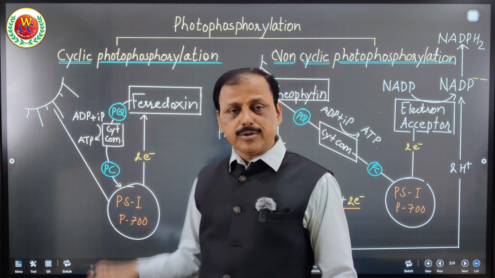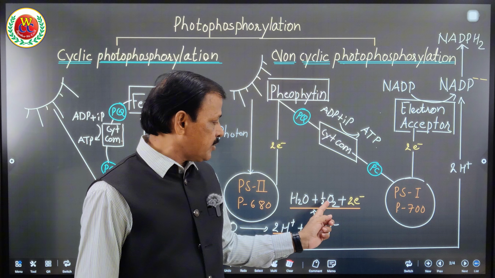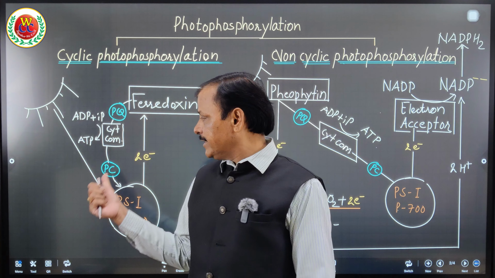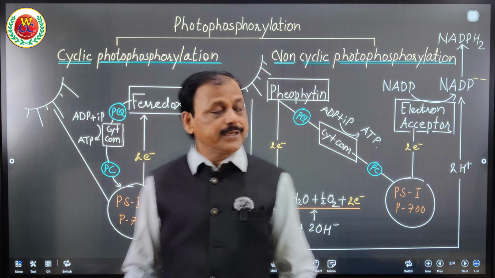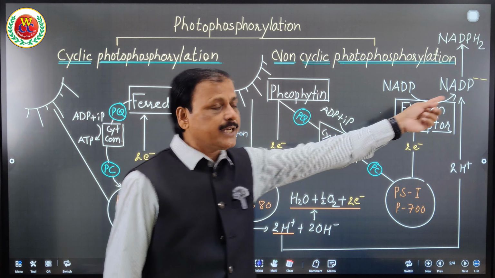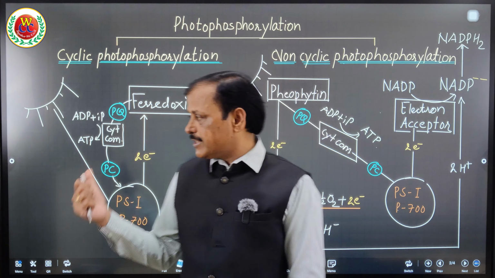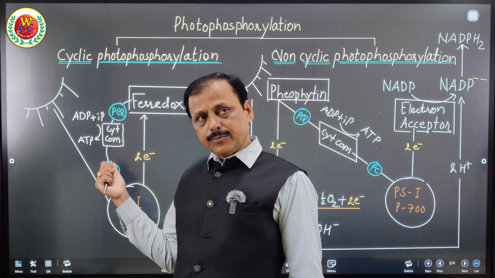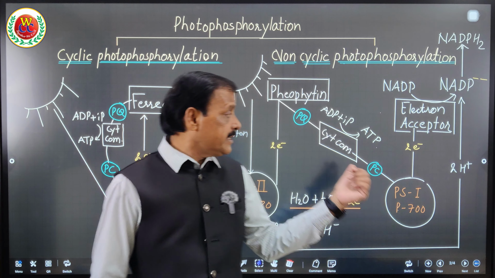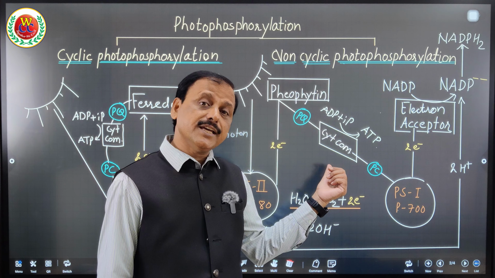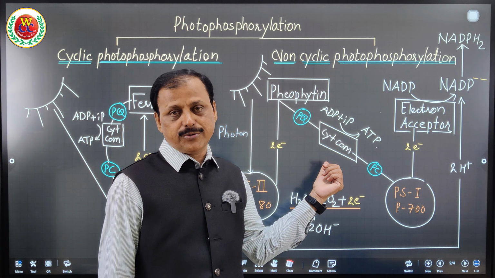Second, here there is no release of oxygen. Here, there is a release of oxygen in the atmosphere. Here, there is only production of ATP. Here, there is a production of ATP as well as NADPH2. Also, very important, this process occurs in both grana as well as stroma lamellae. This process occurs only in grana or thylakoid lumen.